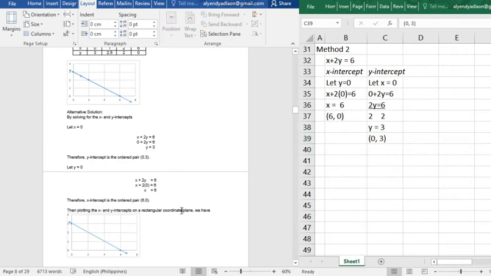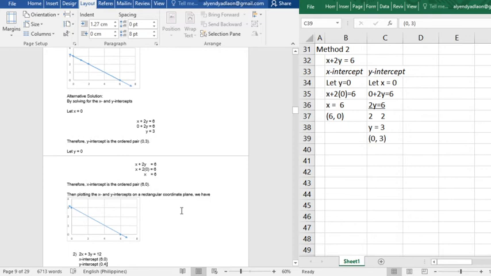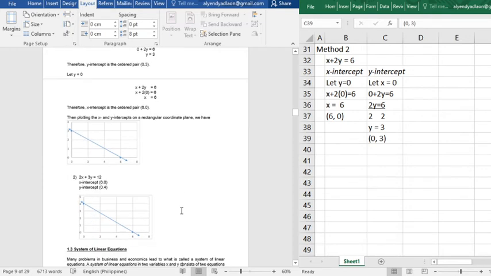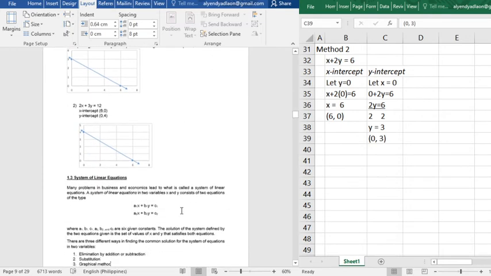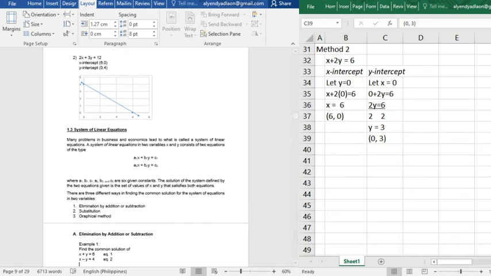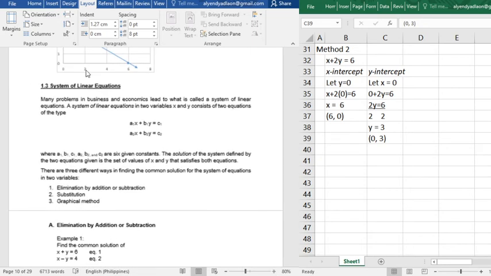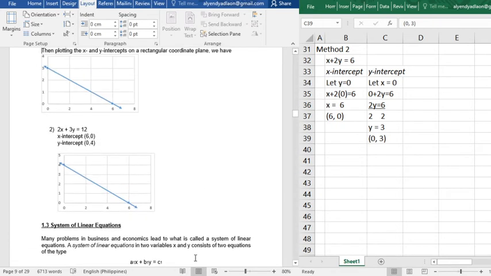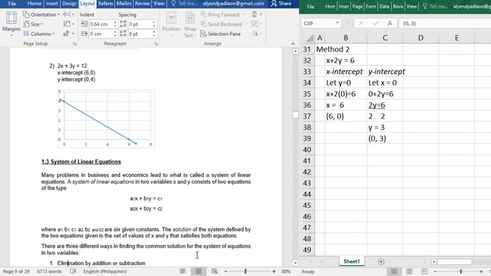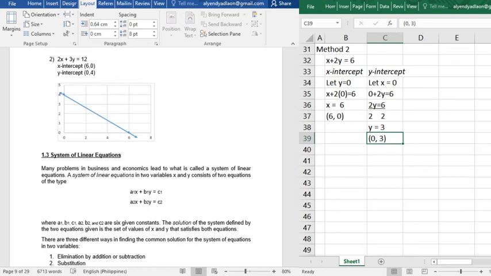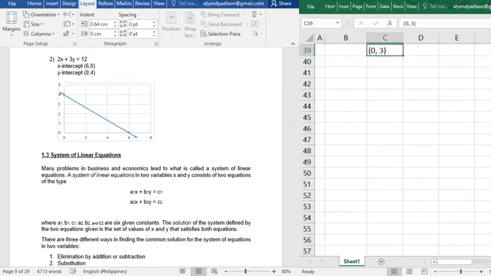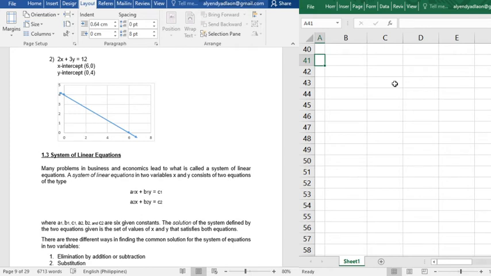So that is for the linear equation in two variables. Now let us try to solve our second example. Before we proceed to the next topic, let us solve our second example. For the second example, we have 2x plus 3y equals 12.